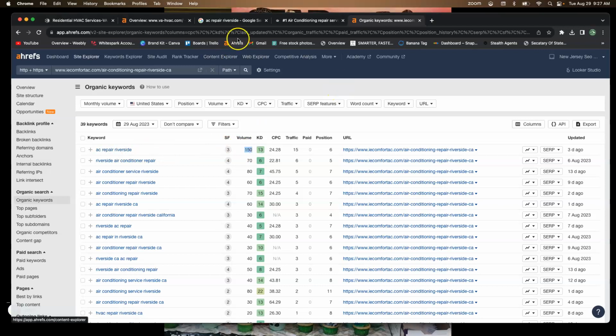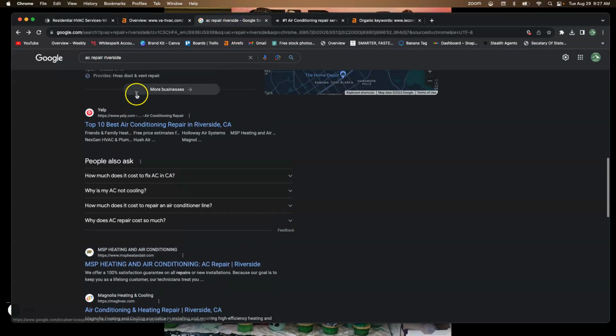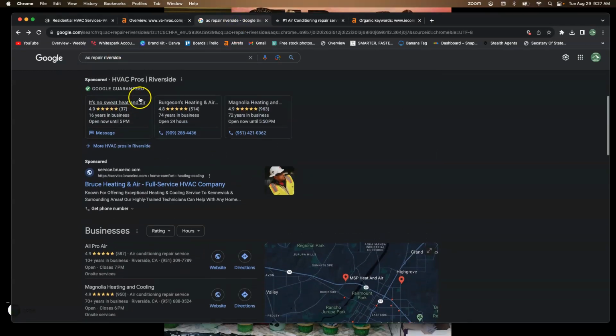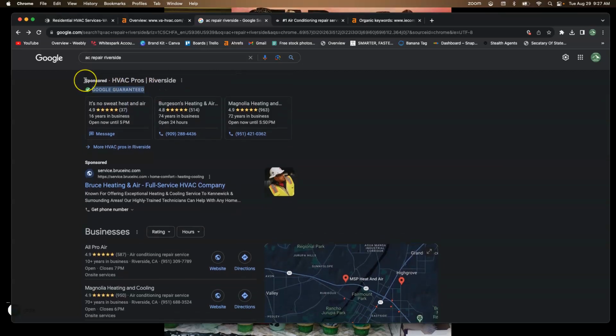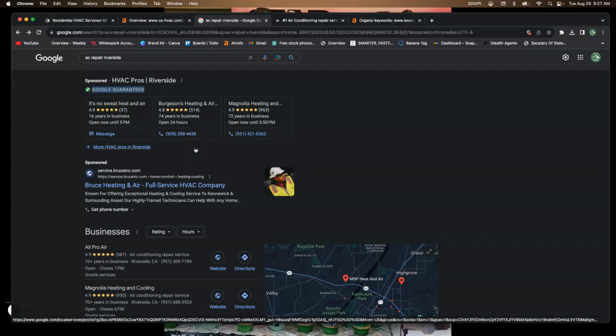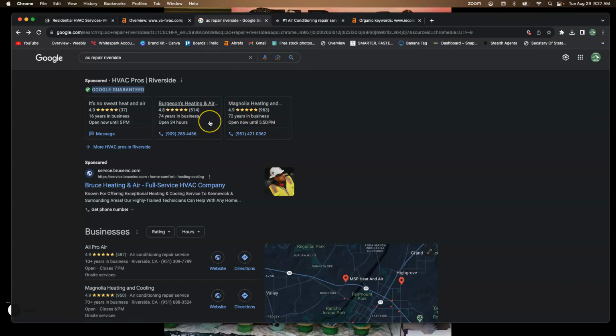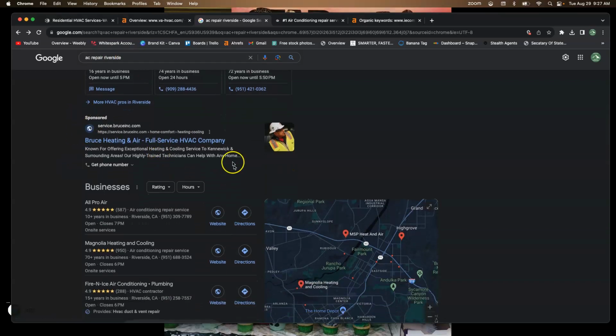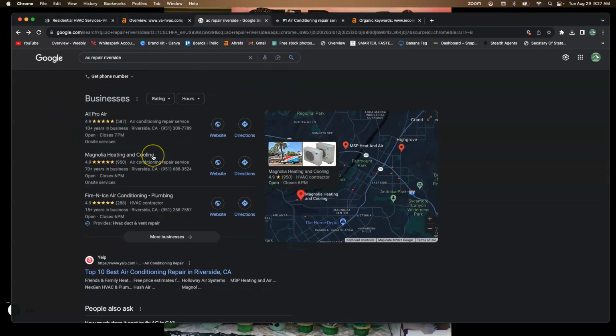Now with that information, let's take AC Repair and let's take it section by section. So this is the Google Guarantee section. This is a Google ad, if you will. Same thing with this. So essentially, when you were to message or call, you would get charged what is called a CPC, a cost per click. And we do that type of work. But what I'm showing you here is the organic without having to pay for those. And this is for Riverside. Now, this is another ad here. So these are the type of ads that we do generate. But what I'm talking about is the organic listings.